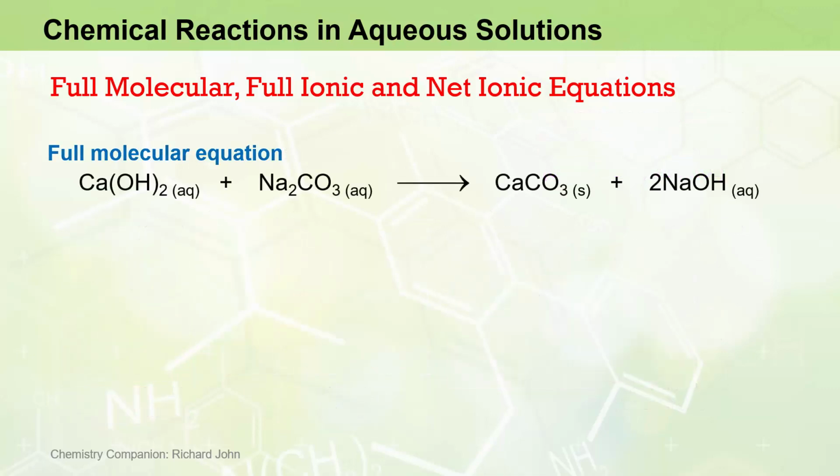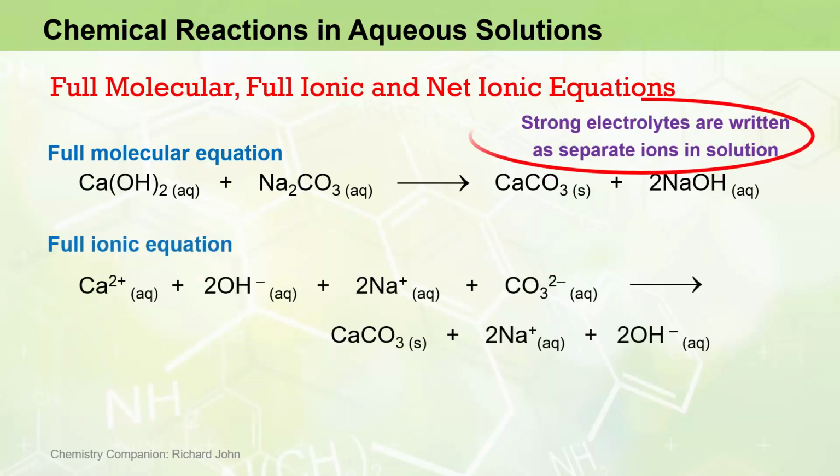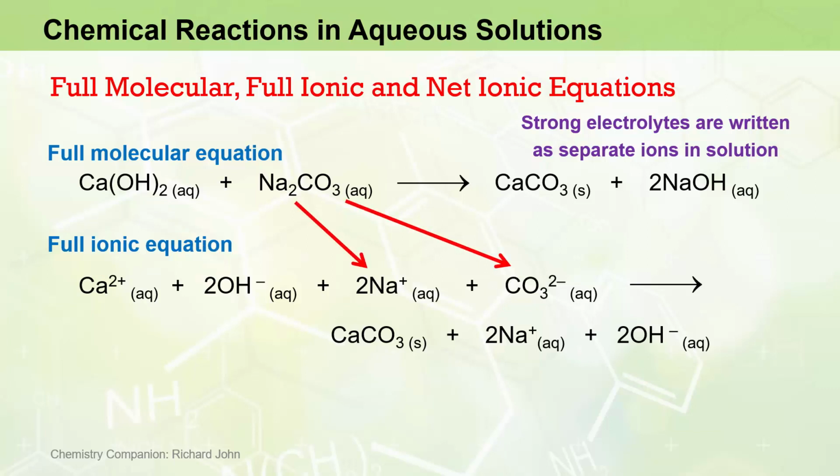So to go from the full molecular equation shown here to the full ionic equation shown here, we identify all the strong electrolytes dissolved in solution and write them as their separated ions in solution. So the calcium hydroxide solution is represented as a separate calcium 2+ ion and 2 hydroxide ions as per the chemical formula for calcium hydroxide. Similarly, the sodium carbonate solution is represented as separate ions with 2 sodium plus ions and 1 carbonate CO3 2- ion, as per the chemical formula for sodium carbonate.